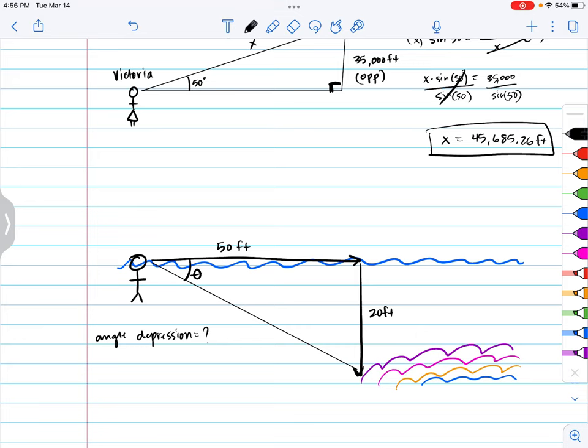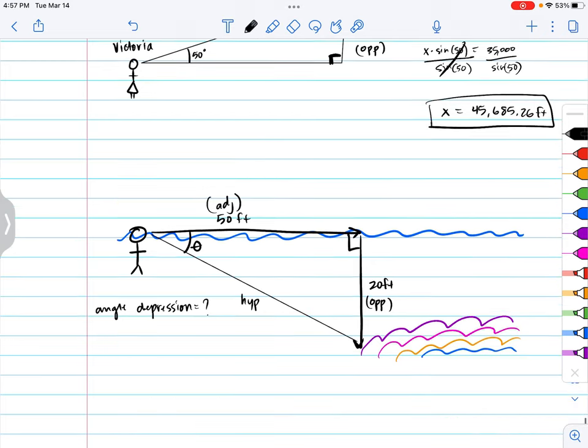And looking at this, we, one, determine that there's a right angle here because we're talking about a vertical distance of 20 feet down to the coral reef. We determine also, this is our hypotenuse because it's opposite of that 90-degree angle. 20 feet is our opposite side. 50 feet is our adjacent side. And we would determine that we would use the tangent function because it works with opposite and adjacent. So here we're going to do tangent of theta is equal to opposite over adjacent, which is 20 over 50.